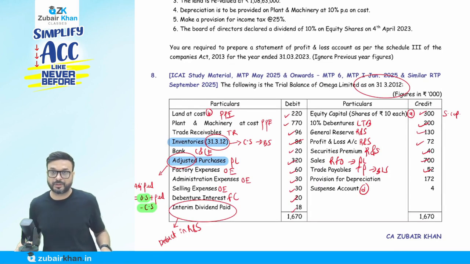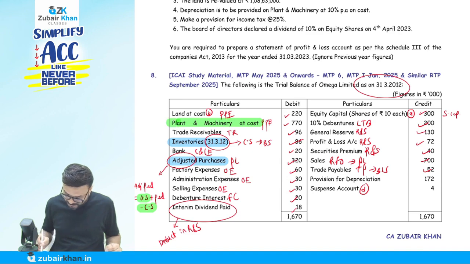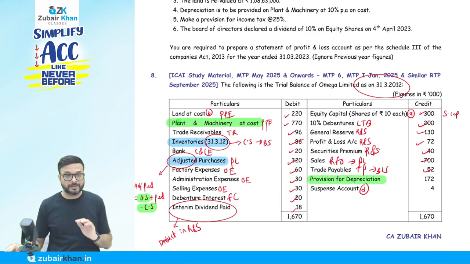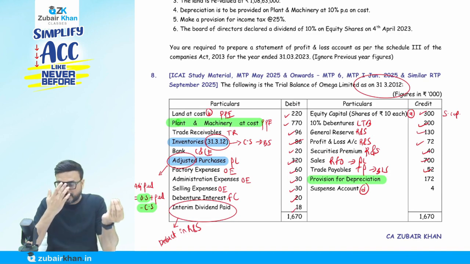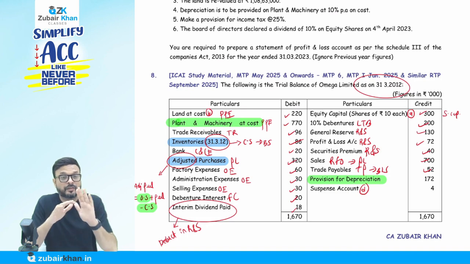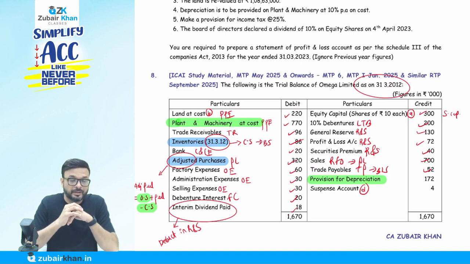Now please understand this point here. These 2 points are basically connected to each other. When I say plant and machinery at cost and provision for depreciation, why am I saying they're connected? Basically in the trial balance, they have given the original cost, but depreciation is not deducted from the plant and machinery. They have made a separate account. What does it mean? If you have ever done the accounting of depreciation, you should know that there are 2 ways to form the entry. One is to pass the journal entry of depreciation.